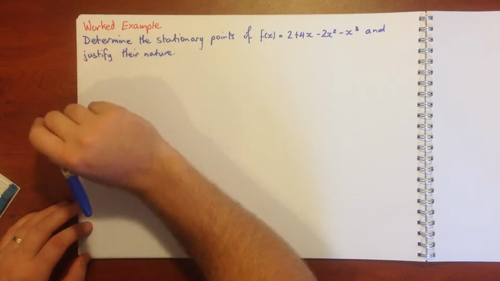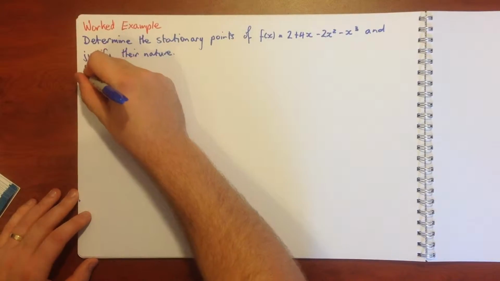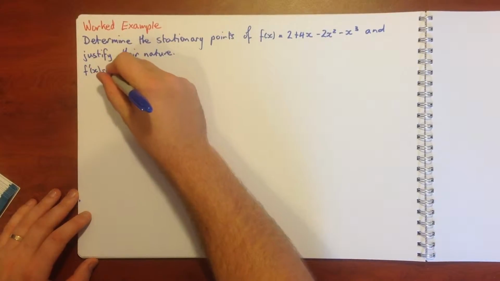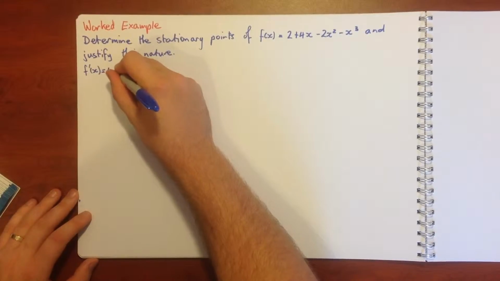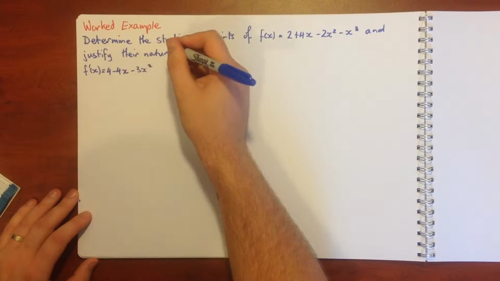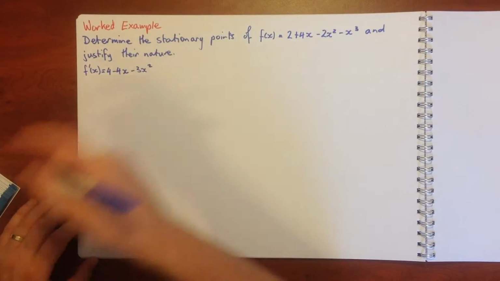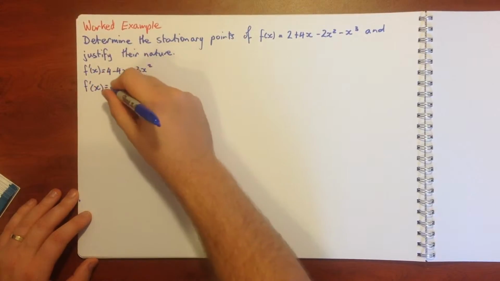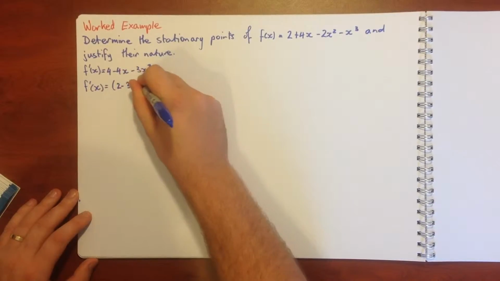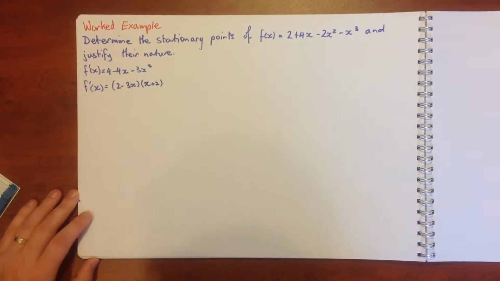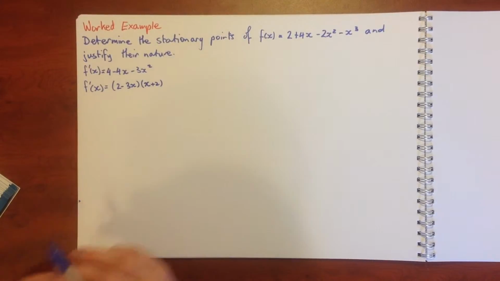The first thing we need to do is find f dash of x. The 2 is going to drop out, so I'm left with 4 minus 4x minus 3x squared. We can factorise that, and we get f dash of x equals 2 minus 3x times x plus 2. We need to know when it's equal to 0, hence why we want to factorise it.